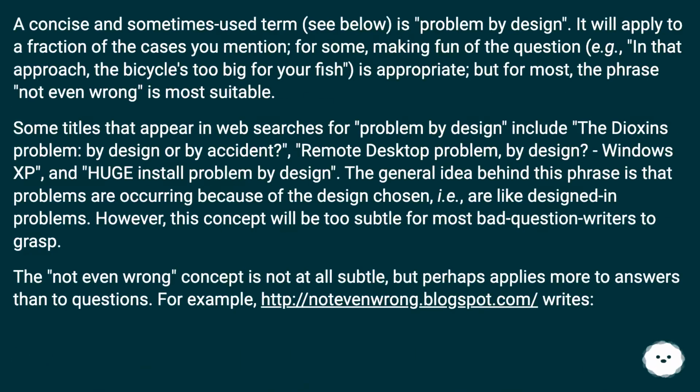A concise and sometimes used term, see below, is problem by design. It will apply to a fraction of the cases you mention. For some, making fun of the question, e.g., in that approach, the bicycle's too big for your fish, is appropriate, but for most, the phrase, not even wrong, is most suitable.